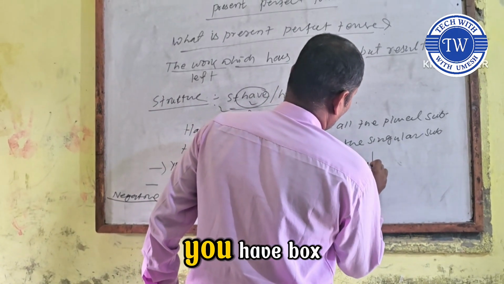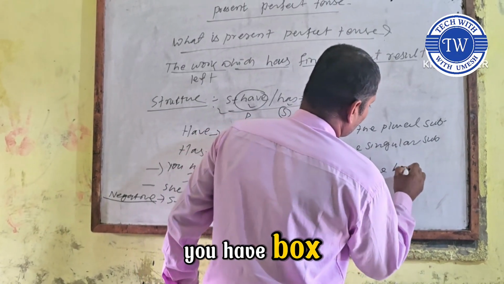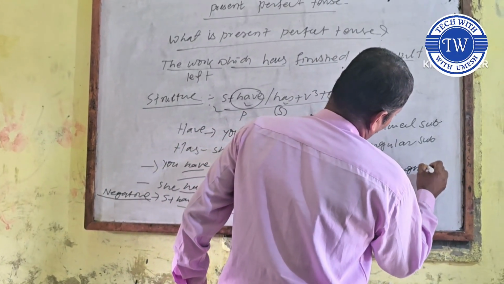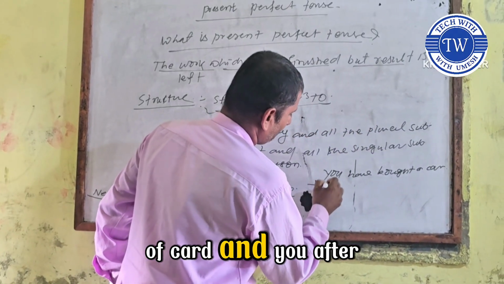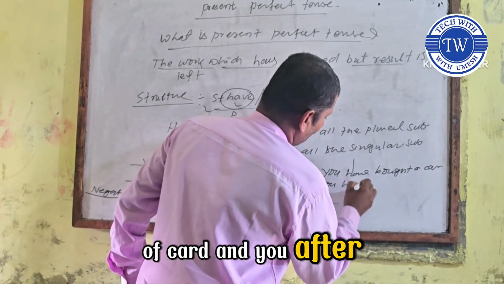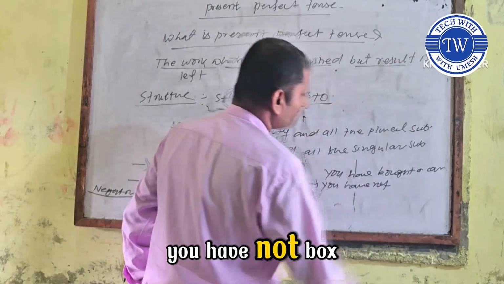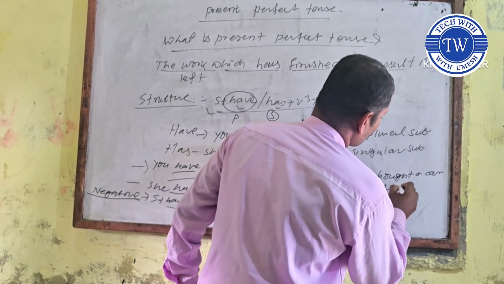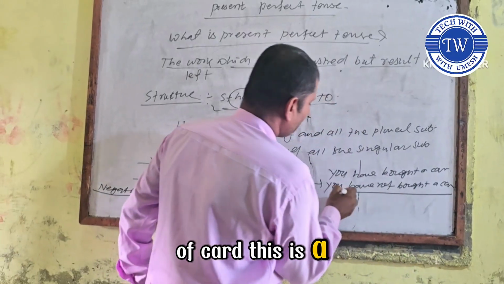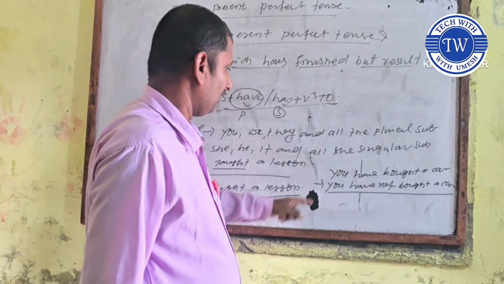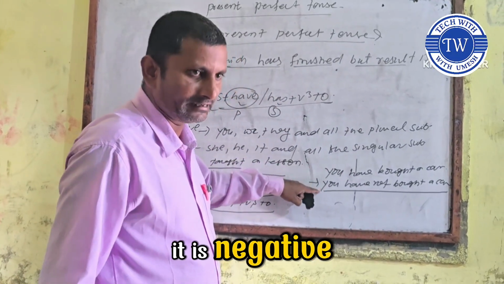You have bought a car. After have, you have to put not. You have not bought a car. This is the negative statement. This is affirmative and this is negative.